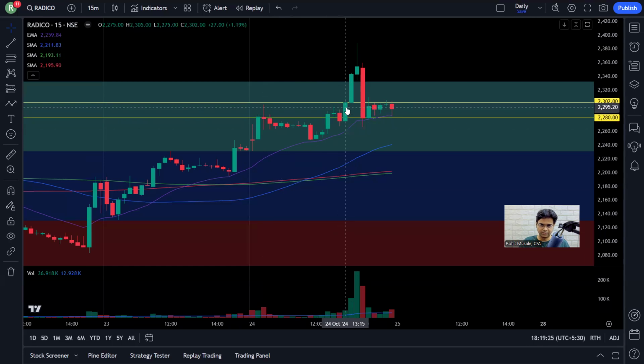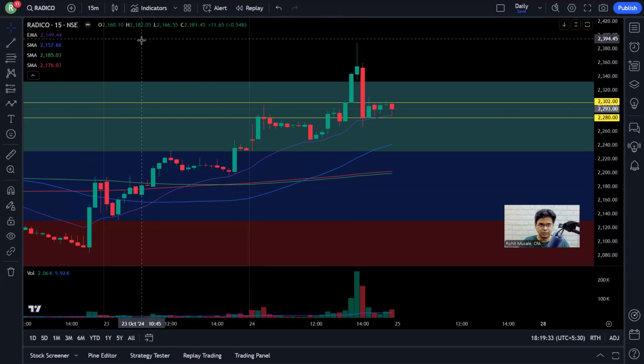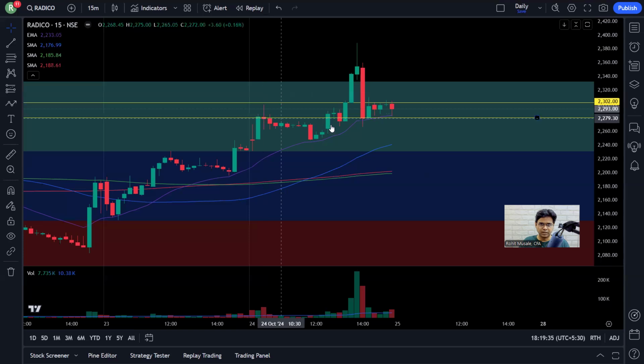But have a look at this candle. This candle definitely closes above the 1 hour high. The 1 hour high is 2298.90. You look here, 2298.90, and the close of this candle is 2302. While this candle was active, I did not wait for the close. The moment the price touched this high, I immediately bought the stock.